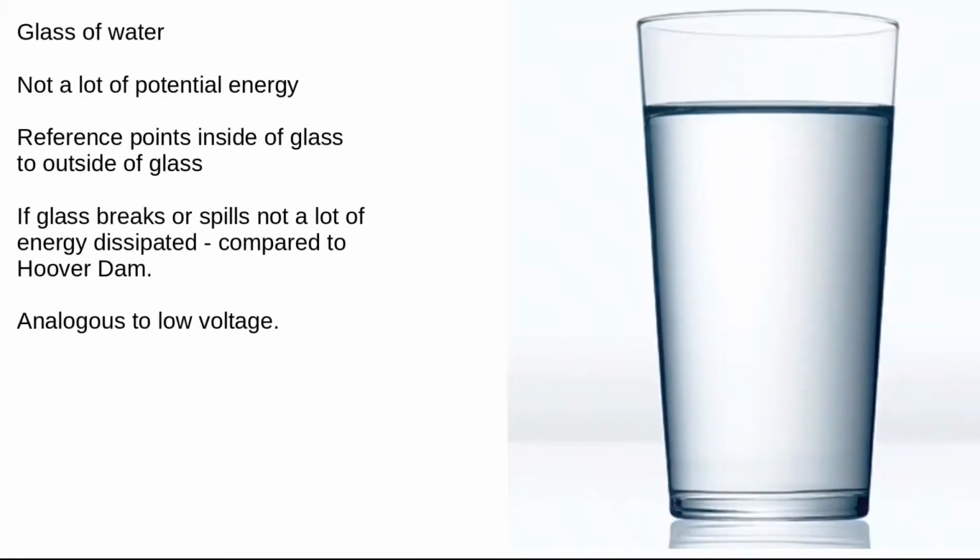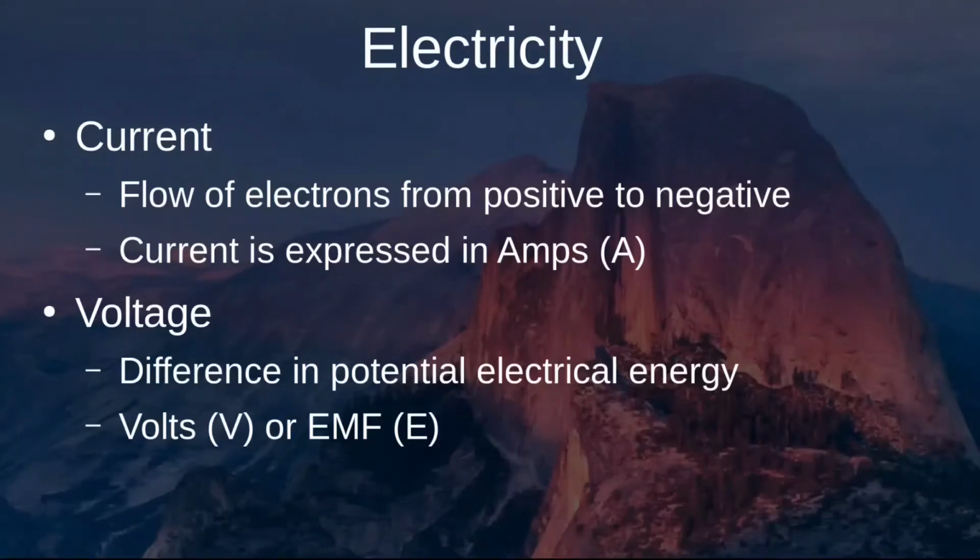And if we think of a glass of water, this could be analogous to low voltage. Not a lot of potential energy. If the reference point is the water inside the glass compared to the outside of the glass, if the water spills or the glass breaks, not a lot of energy is dissipated. So a minimal amount of water is spilled compared to the amount of energy that will be dissipated if Hoover Dam failed. So to summarize the components of electricity, electricity has current and it has voltage.